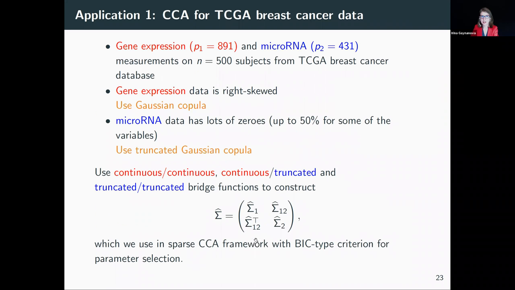In particular, here, gene expression data is right skewed, but it doesn't have zero inflation, so we treat it as continuous Gaussian copula. MicroRNA has lots of zeros, so we treat it as our proposed truncated Gaussian copula. The full covariance matrix has essentially three types of blocks. One block is continuous-continuous correlations, the cross block is continuous-truncated correlations, and the block on microRNA is the truncated-truncated correlations. So for each of these blocks, you will have its own bridge function when you compute those correlations.